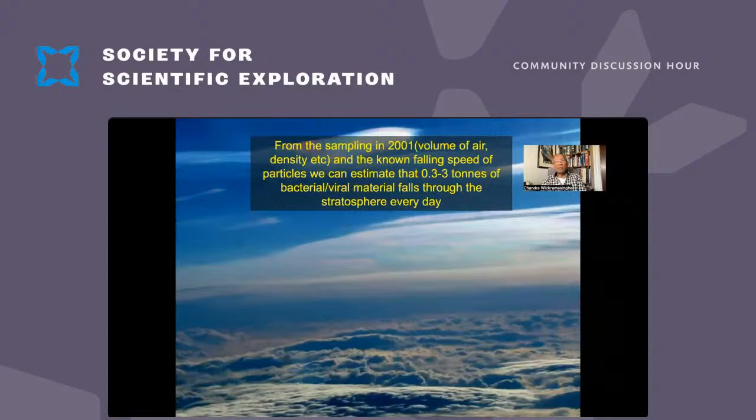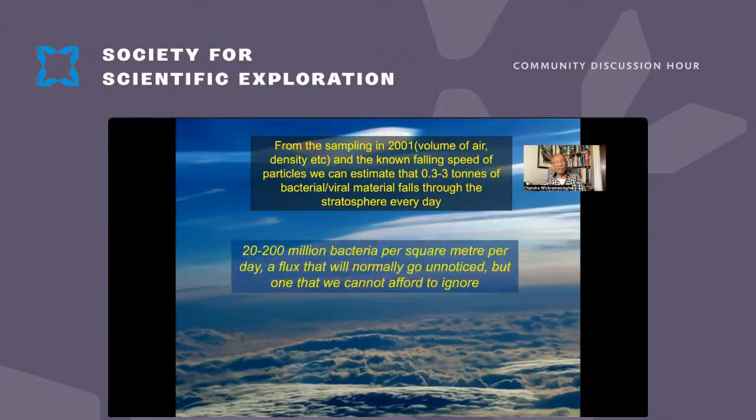From the evidence from what we did in 2001 and the known speed at which these things fall, we know how fast particles can drift through the air. We can estimate that something like 0.3 to 3 tons, as I said, of bacterial viral material falls through the sky or stratosphere every single day. And that translates to 20 to 200 million bacteria per square meter, every square meter of the ground, per day. And this flux of bacteria would normally go unnoticed because there's a huge amount of sort of local bacteria on the Earth, as we know.